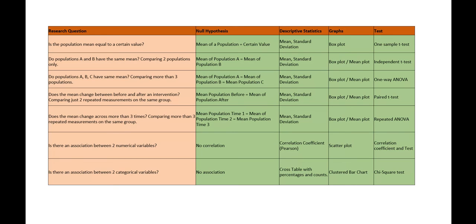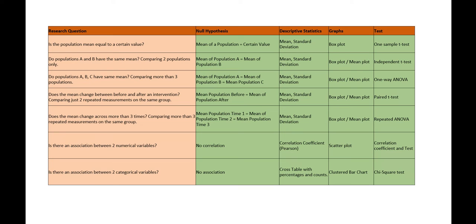Is there an association between two numerical variables, the height and the weight, for example? Well, we know that the height is related to the weight for the human population, but if you want to look for an association between any numerical variables, the salary and the age, for example, is there a correlation? In that case, the null hypothesis is no correlation. You will do the test of the correlation coefficient, Pearson's correlation coefficient test, and you will have a p-value, and with that p-value you will reject or not the null hypothesis.